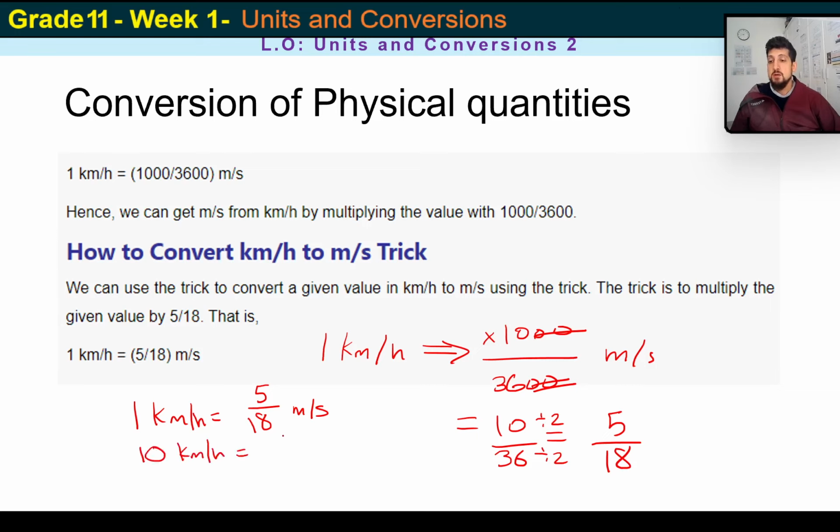What does that mean? It means 5 over 18 multiplied by 10, which equals 50 over 18, which is approximately 2.8. And you see how that works? So it's pretty cool. It's a neat trick to know.